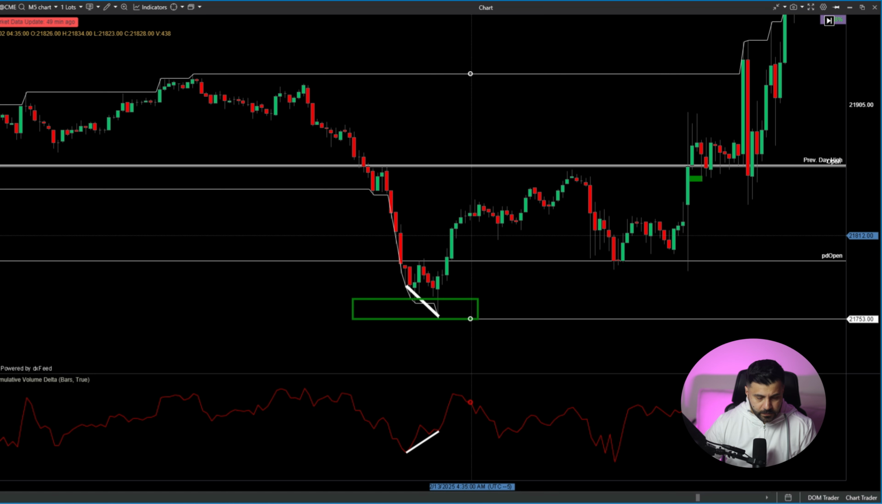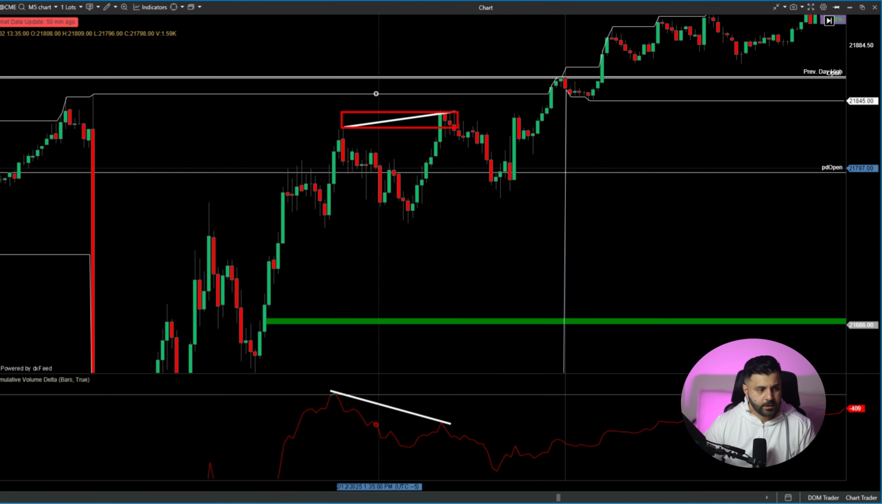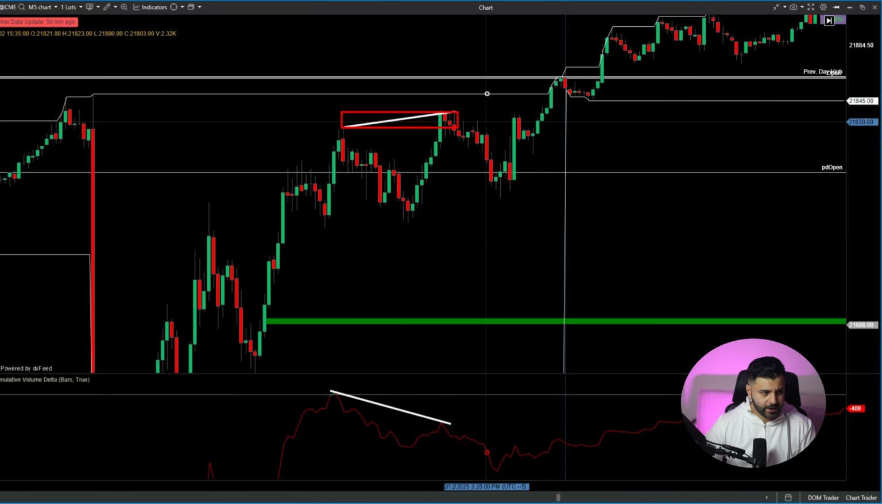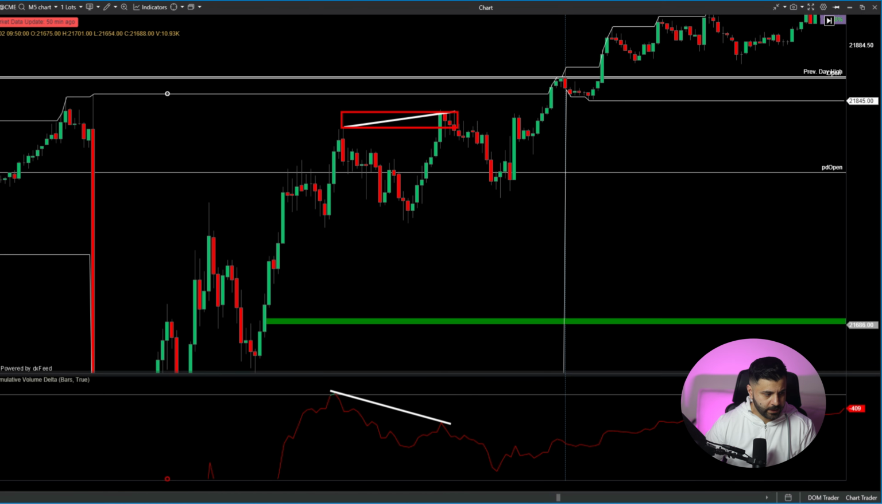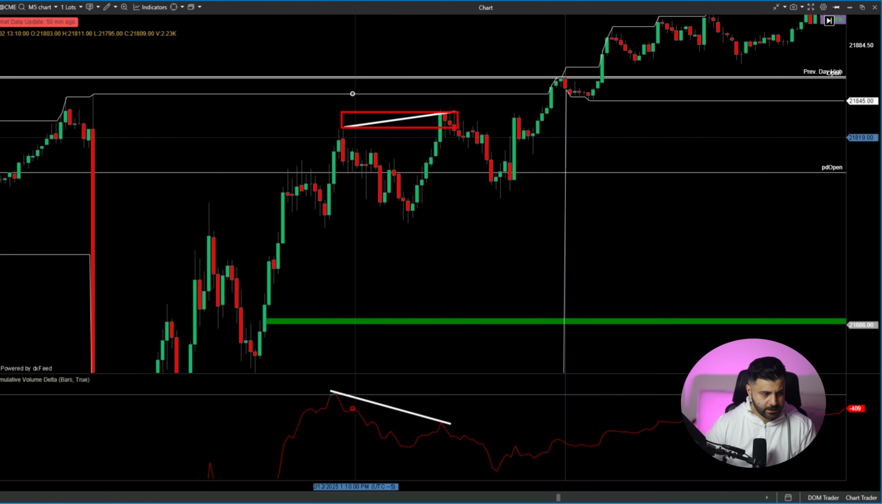All right, now I want to show you what it looks like for a potential short setup. We have an identified supply zone here, this red box, and we have a higher high on price. You can see we've made a massive move to the upside here, guys. We've put in a high, we've come down, we've put in another high into this supply zone.